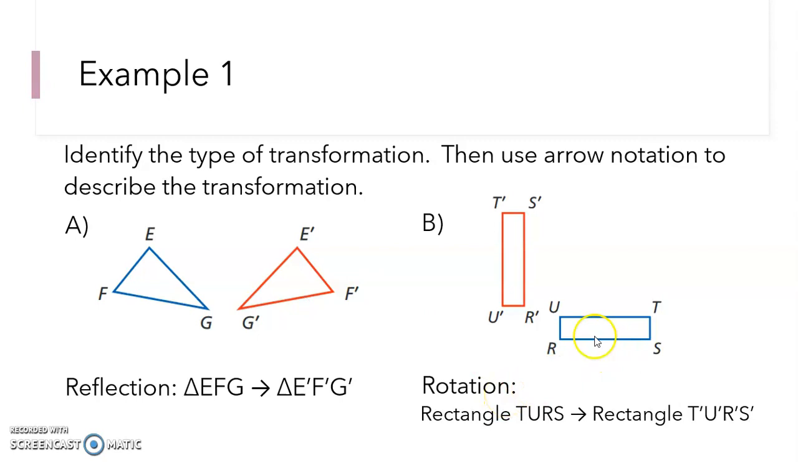In part B, we had a rotation. This rectangle was rotated in this direction. Notice the T was above the S. Over here, the T is still over on this side and the S was still over here. We haven't changed the order of these points at all. So rectangle TURS with an arrow, rectangle T prime, U prime, R prime, S prime. This is arrow notation, and this is arrow notation. That's what it means. So we have one more example. Let's see what that is.